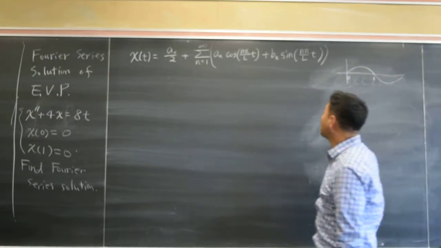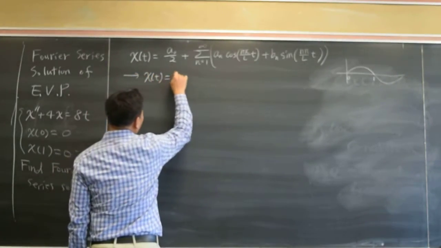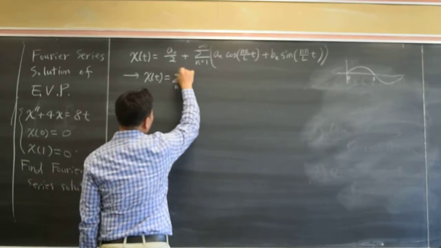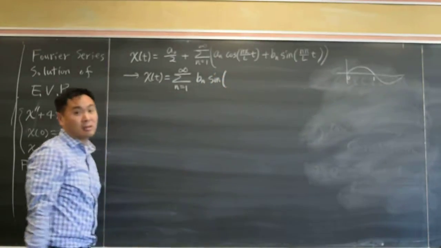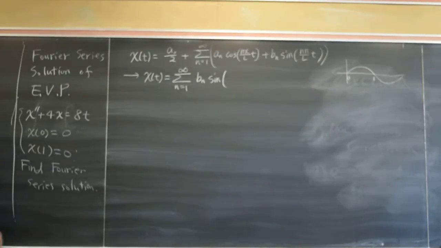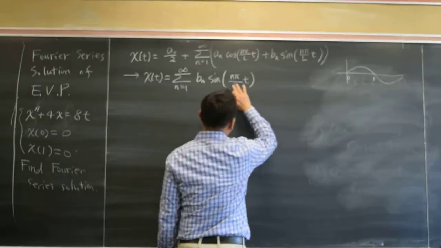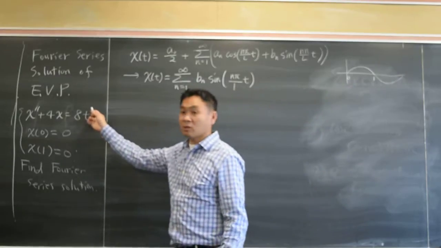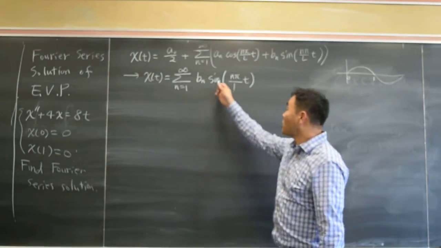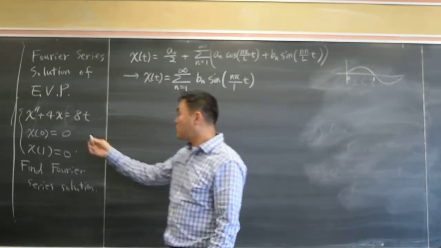So for this context, you really want sigma n from 1 through infinity of bn sine, and what's our L? 0 to 1. So L is 1. So in other words, you're trying to look for a solution to this differential equation in the form of a Fourier sine series. Why did we pick sine series? Because of these endpoint value conditions.